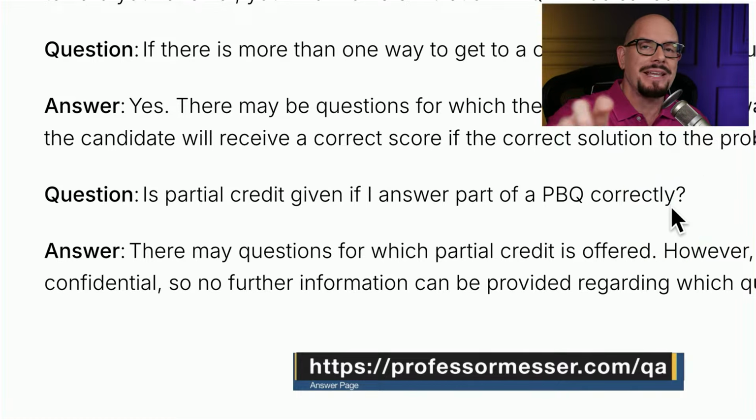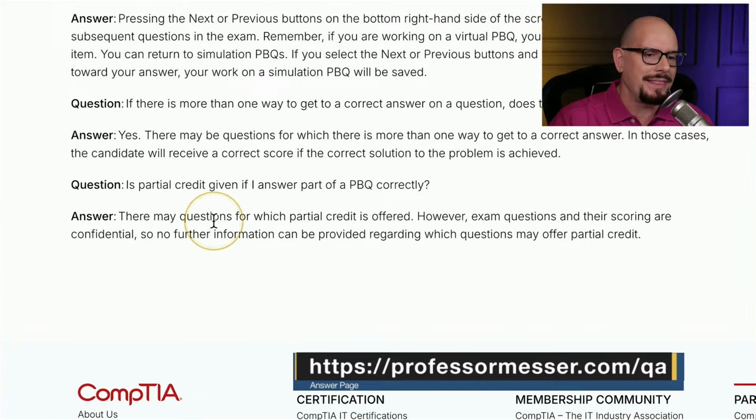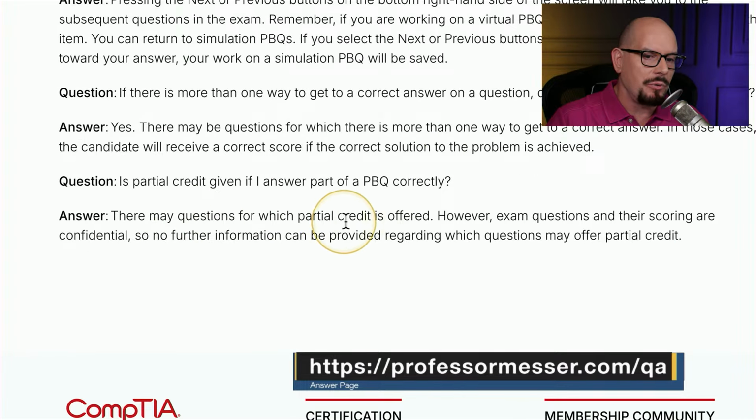Finally, CompTIA is giving us some insight, some information, some intel about how they score their exam. Let's read all about it. And they say, there may be questions for which partial credit is offered. I put the B in there. There's no B. There may be questions for which partial credit is offered.